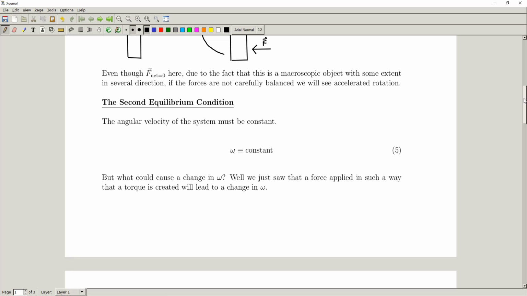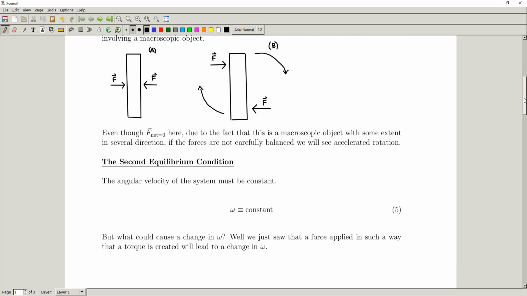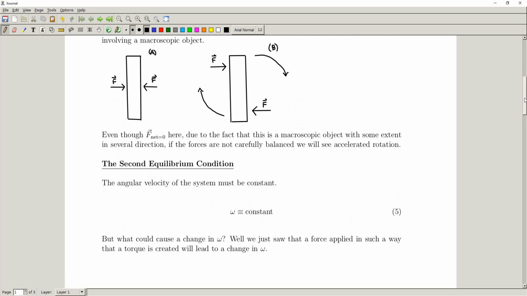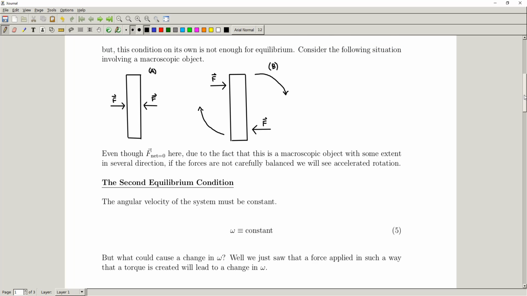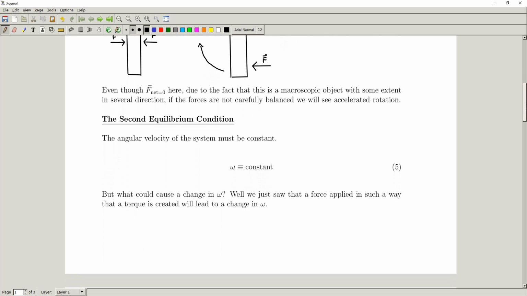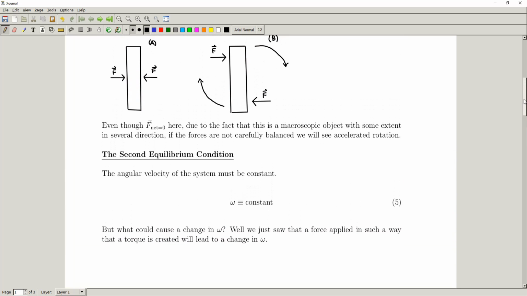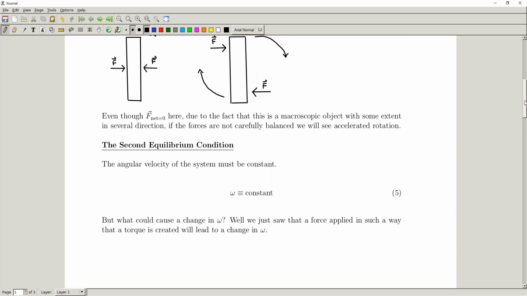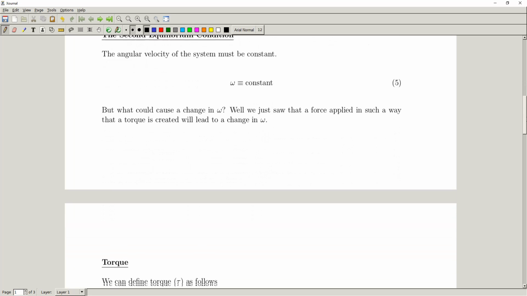Okay, so well, we just saw the answer to that question. We just saw that applying forces in such a way that a torque is created will lead to changes in our angular velocity omega here. And I just used the word torque, and that's what we're going to be getting at here, right? So we need to apply this torque to create changes in omega.